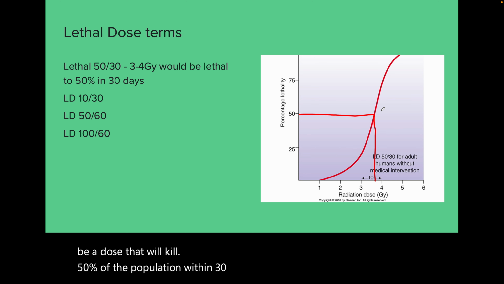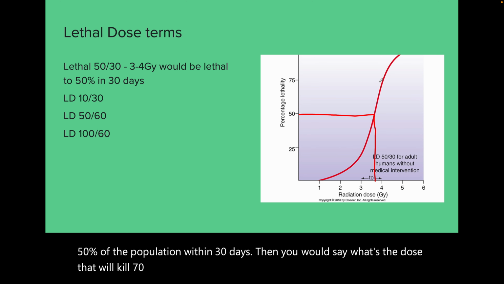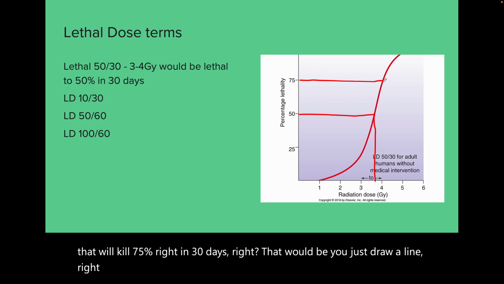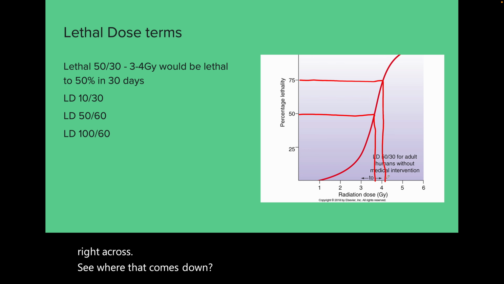Then you would say, what's the dose that will kill 75% in 30 days, right? That would be, you just draw a line right across and see where that comes down. Kind of like that, all right?